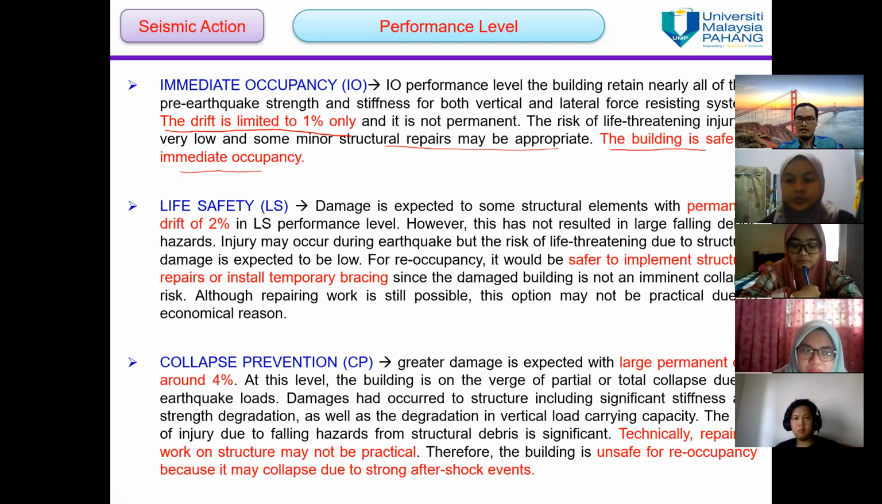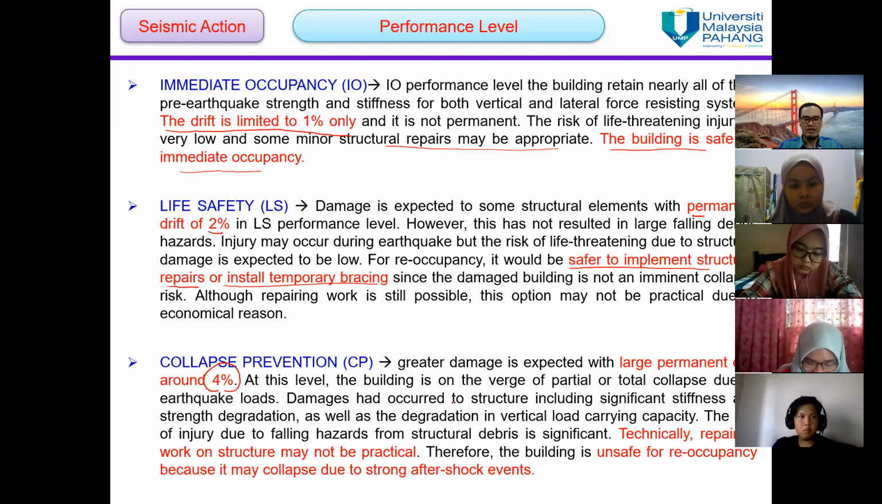And then for life safety, there will be a permanent drift of 2%. Okay, for reoccupancy, it will be safer to implement structural repair or install temporary bracing. Although repairing work is still possible, this option may not be practical for economic reasons. And then the last one is collapse prevention, the level where the interstory drift ratio is around 4%.